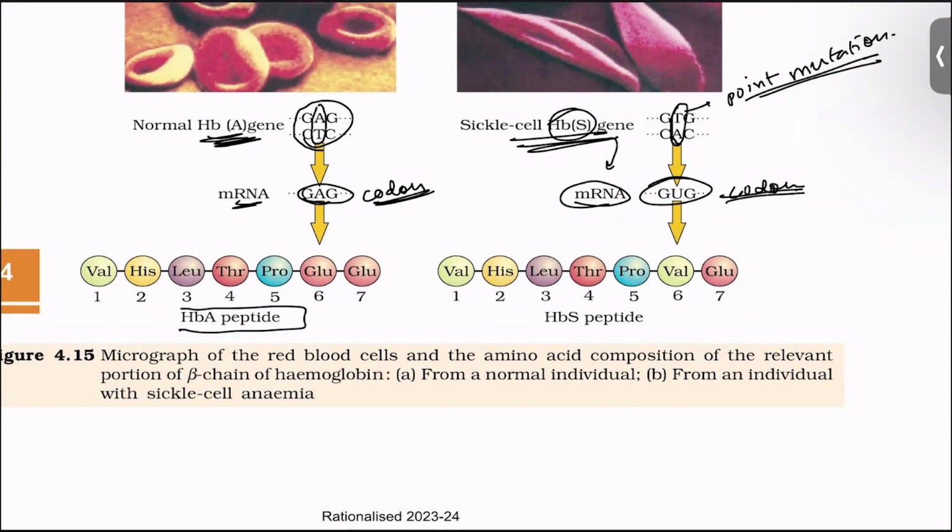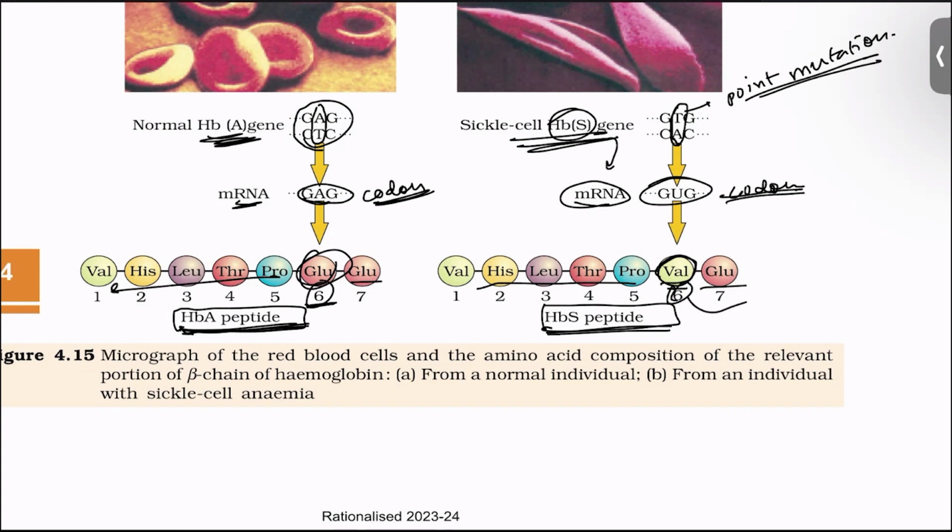and this is the HbA peptide and this is the HbS peptide. So in the HbA peptide, at the 6th position, the amino acid is glutamine. But in the HbS peptide, at the 6th position, the amino acid is valine. All other amino acids are just the same. Only the amino acid at the 6th position is changed, and that is causing this major phenotypic change in RBC structure.